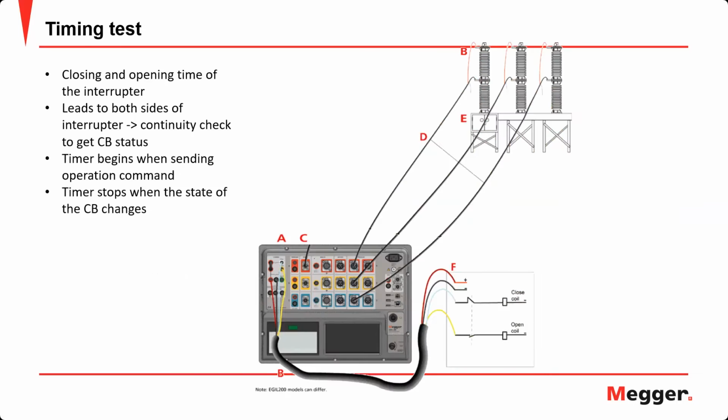The second test we will talk about is the timing test. In this test, we measure the opening and closing time of the circuit breaker interrupter. This is done by connecting the leads to both sides of the breaker to continuously monitor its status during the opening and closing while testing. Timing tests are made to determine the time required for circuit breakers to operate on open, close, and close-open, as well as reclose operations.